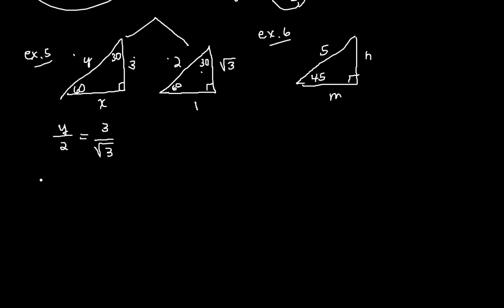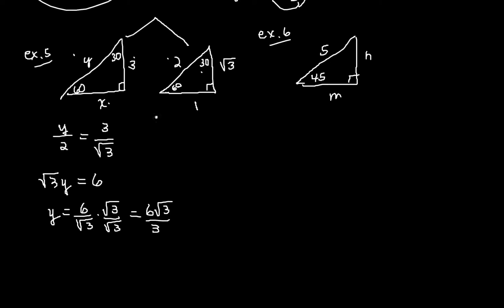And then you cross multiply, so you get the square root of 3y equals 6. Divide both sides by the square root of 3, so you get y equals 6 over the square root of 3. Then you rationalize, and you get 6 square root of 3 over 3. These aren't quite as easy as the 45, 45, 90 because the side opposite the 30 is not equal to the side opposite the 60. So you have to do 2 different problems with this one.